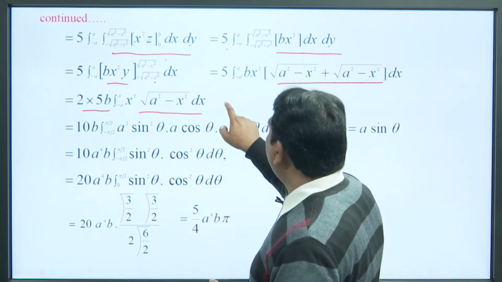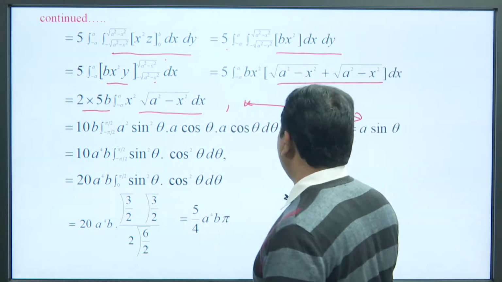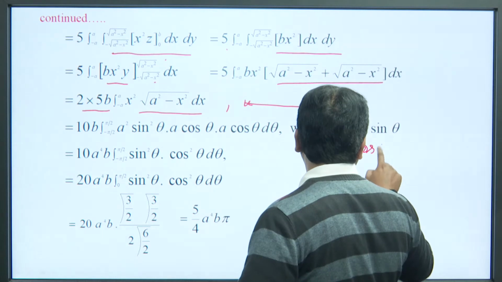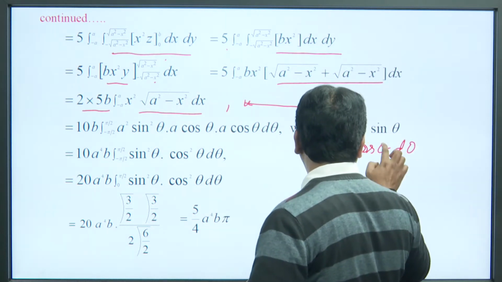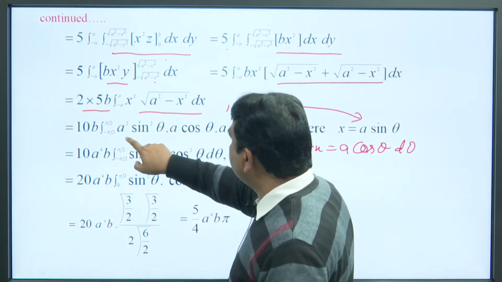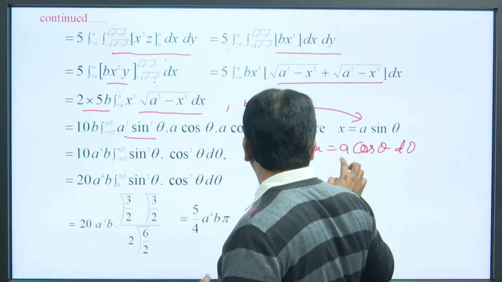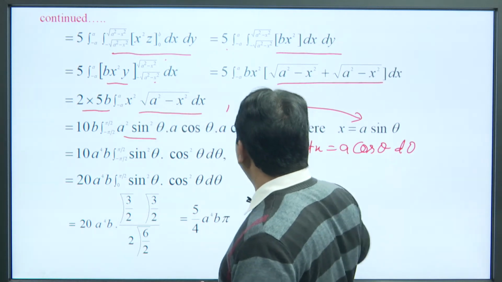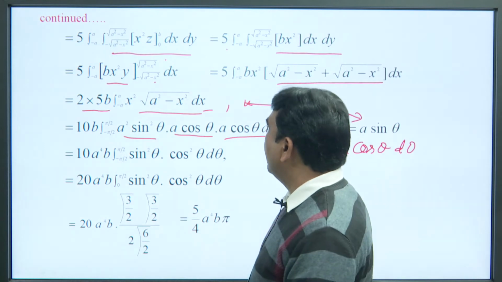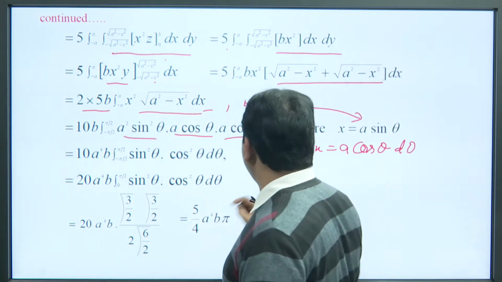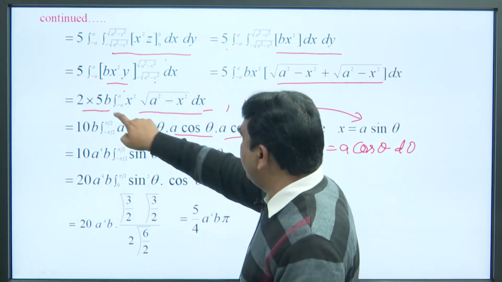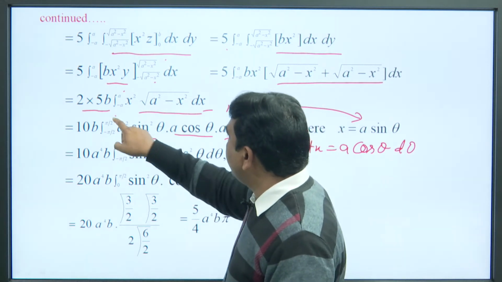For this, we have to put x is equal to a sin theta. If we put x is equal to a sin theta, then of course, dx is equal to a cos theta d theta. So, here x square is equal to a square sin square theta, and when we put this, then we get a square minus a square sin square theta, that becomes a into cos theta, and dx is equal to a cos theta d theta. When we take the limit x is equal to minus a, then it becomes minus pi by 2, and when we take x is equal to a, then theta becomes pi by 2. So, limit becomes theta equal to minus pi by 2 to pi by 2.